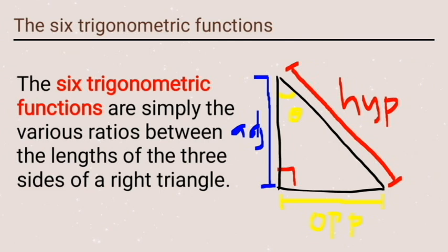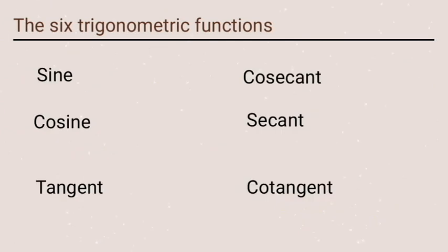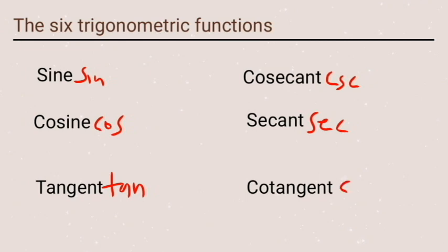Again, what are the six trigonometric functions? They are sine, cosine, tangent, cosecant, secant, and cotangent. But first, let us determine the abbreviations of these six trigonometric functions. For sine, it is sin. For cosine, it is cos. For tangent, it is tan. For cosecant, it is csc. For secant, it is sec. And for cotangent, it is cot.